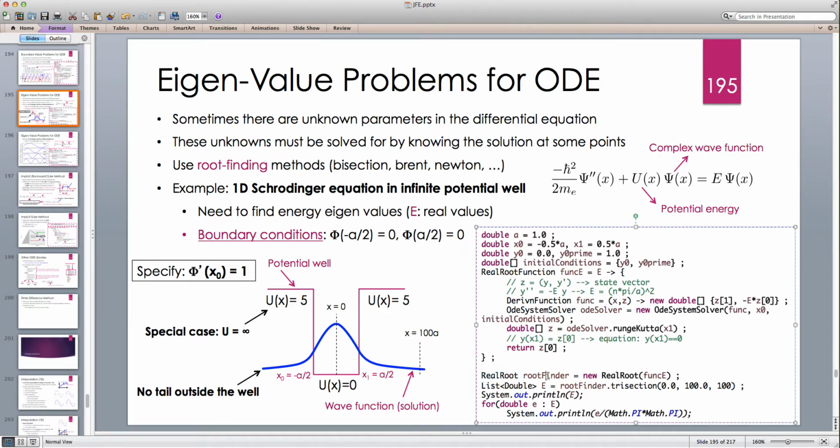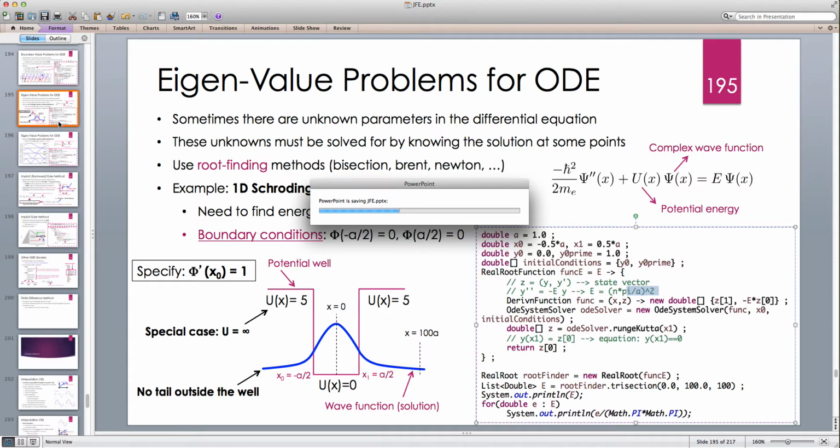And then we construct a root finder, and here I'm looking for a couple of solutions. I already know that it may have more than one solution. So I'm using, for example, the trisection method for E values from 0 to 100 in this interval, with 100 sub-intervals, all right? And then print this list of solutions. For each value, I also divide by pi squared, because if this code works, the analytic solution is n squared times pi squared. So I expect to see 1 squared, 2 squared, 3 squared, and so on.